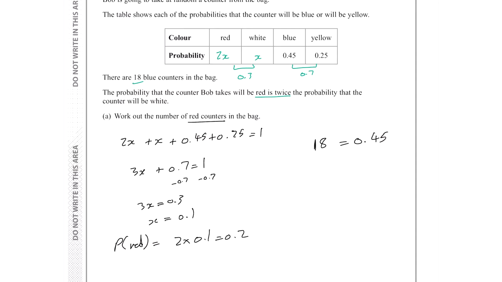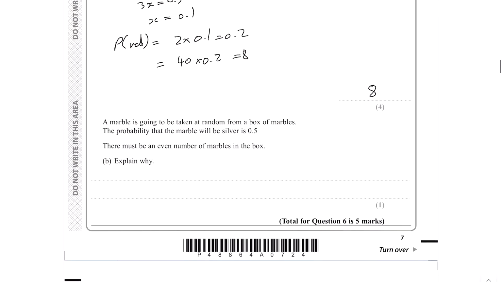So if you want to work out how much the entire bag has, we can divide each side by 0.45. If I divide this side by 0.45, I get 1. If I divide this side by 0.45, I get 40. That means altogether the bag has 40 counters. Of those 40 counters, 0.2 are red, so that will be 40 times 0.2, which is 8.